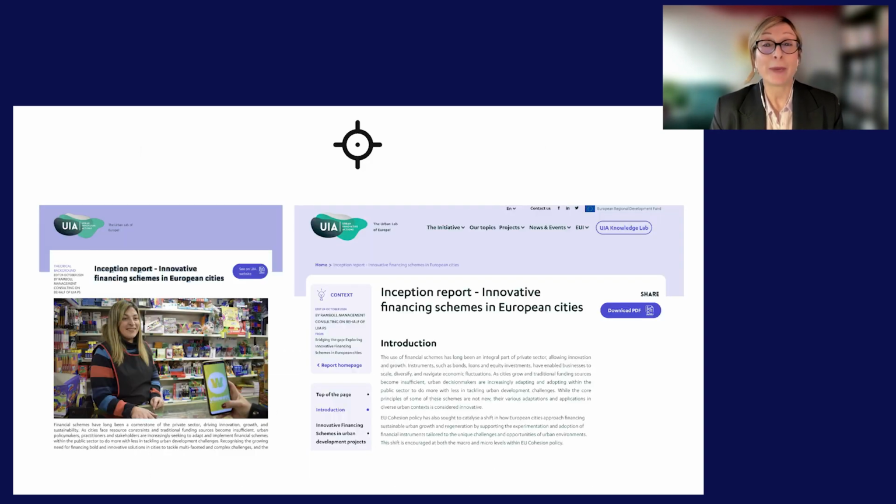For further information on innovative financial resources, you can refer to a publication released by the European Urban Initiative, the Innovative Financing Schemes for European Cities.